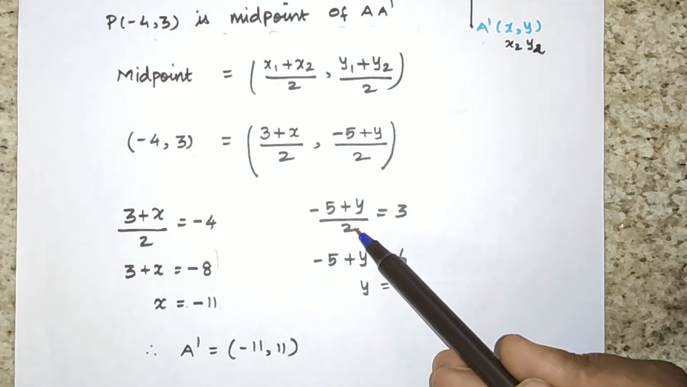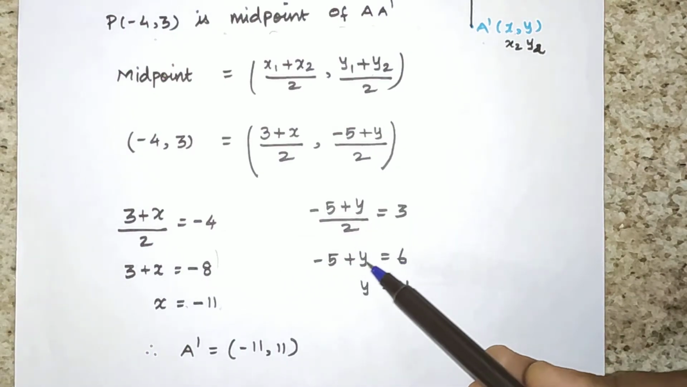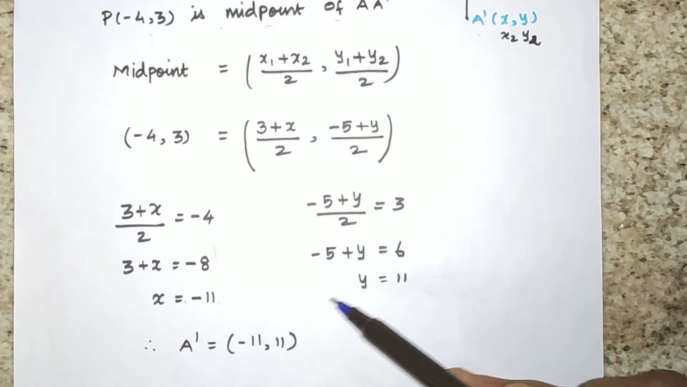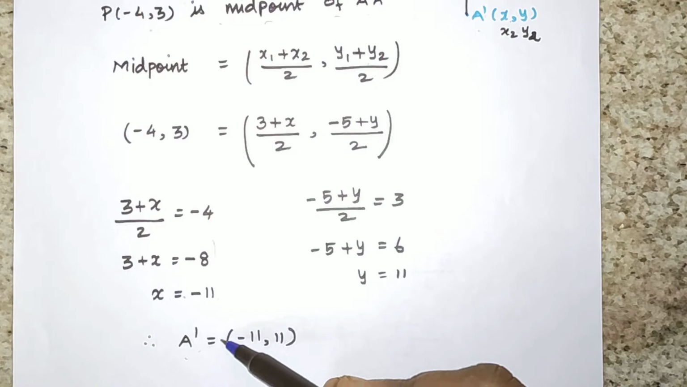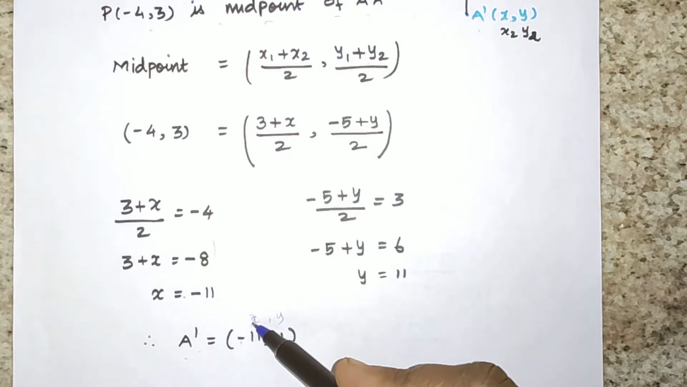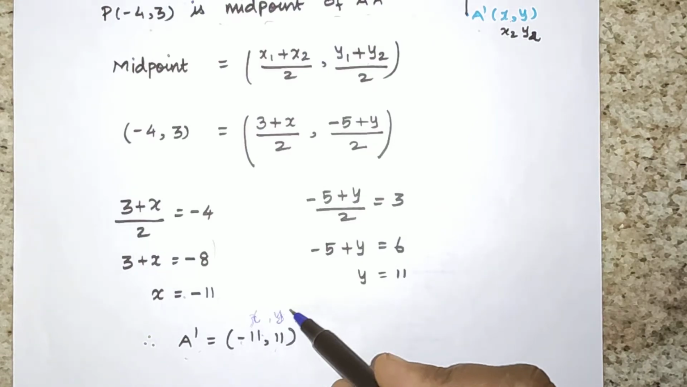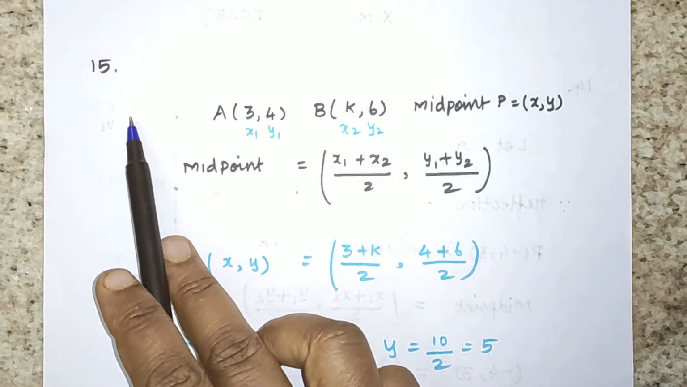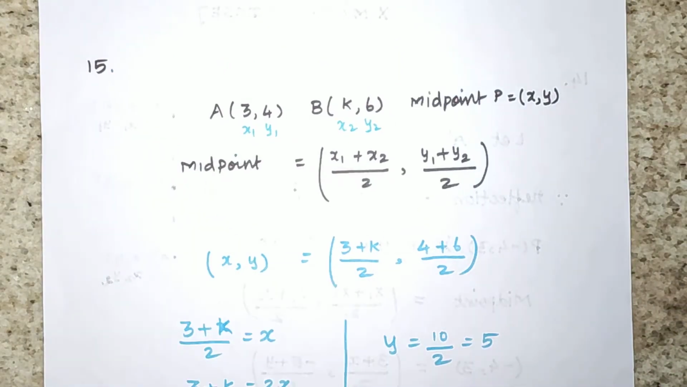Here also you cross multiply: 2 threes are 6. Minus 5 comes to the right side as plus 5. So 6 plus 5 means 11. Therefore A dash equals minus 11 comma 11. First you have to put the x value, then the y value. Always the first thing represents the x coordinate and the second thing represents the y coordinate in any point. So A dash is equal to minus 11 comma 11. So this is the book answer. Next, example 15.